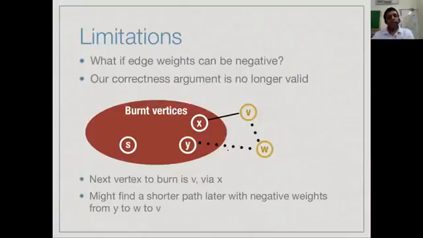So Dijkstra's algorithm makes a very crucial assumption which underlies the correctness of its greedy step, and that is that there is no negative cost associated with an edge. Okay? Our argument was that if we choose V as the next neighbor to add to our burnt set, then we can never find a shorter path coming this way.